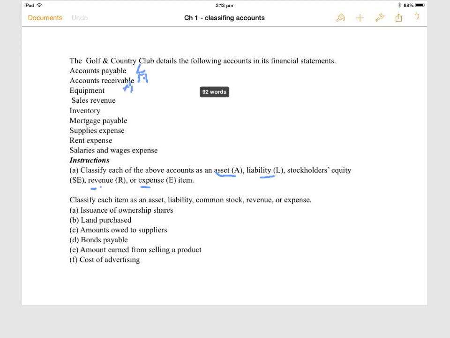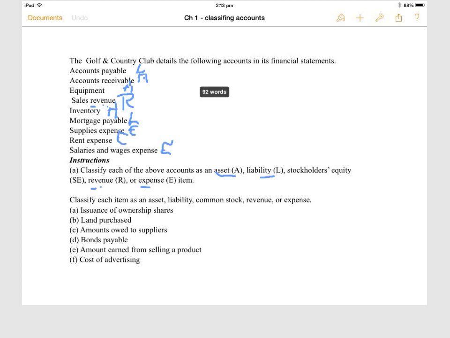Sales revenue, well, the key here is revenue. That's revenue, R. Inventory. Inventory is what I bought in, which I am going to sell to my customers. So that is an asset. Mortgage payable, we came across that. Payable indicates a liability. Supplies expense. Well, supplies are what I bought in, office supplies, in order to run my business, and I've used them up. So that is an expense. Rent expense, easy. And wages and salary, all expenses.